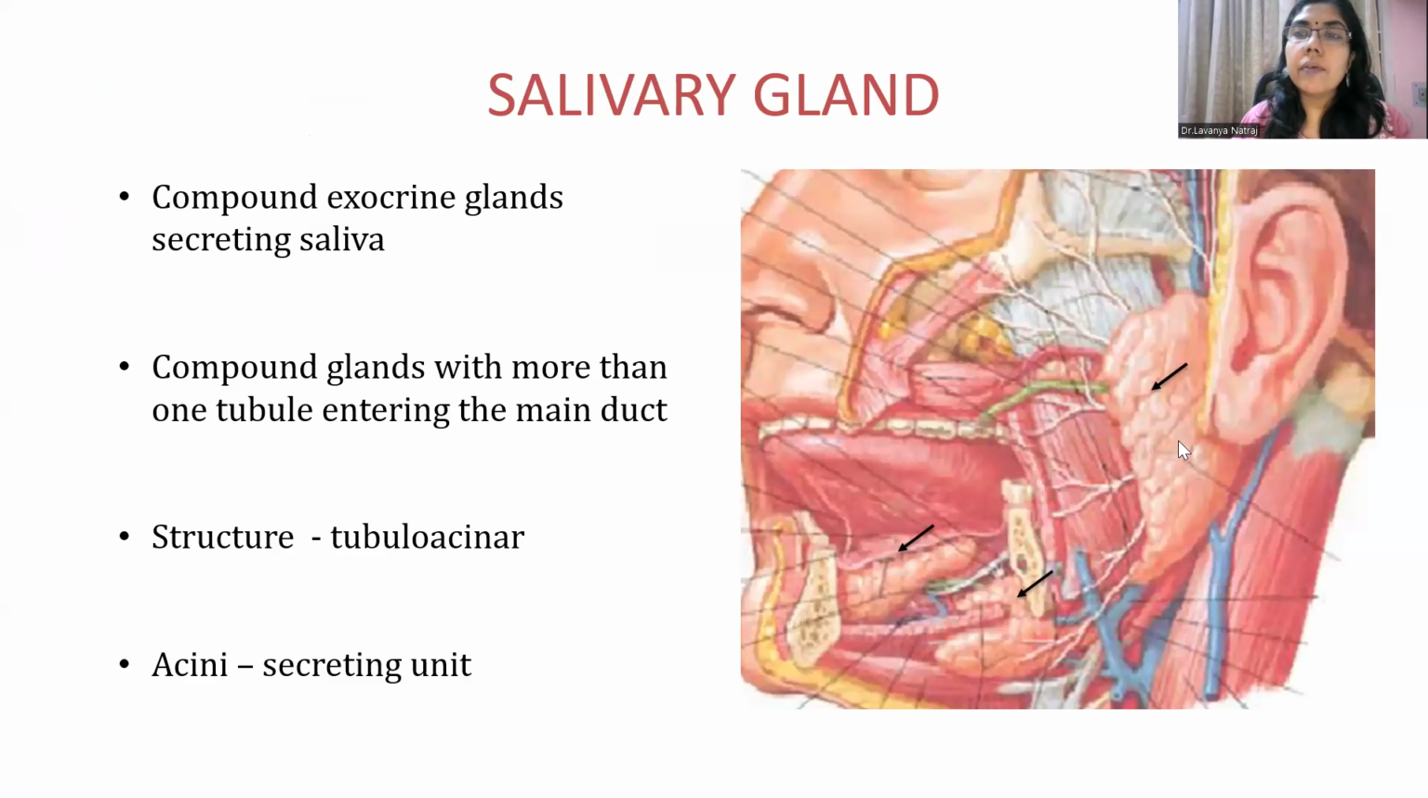So moving on to the salivary gland, as you can see in this picture, there are three major salivary glands. The arrows point to that. You all know the major salivary glands: the parotid, the submandibular, and sublingual. These are compound exocrine glands that secrete saliva. Exocrine means it is made up of ducts. So these are compound glands with more than one tubule entering the main duct. The structure has a tubular part and an acinar part, meaning the ductal system as well as the secretory units called acini.